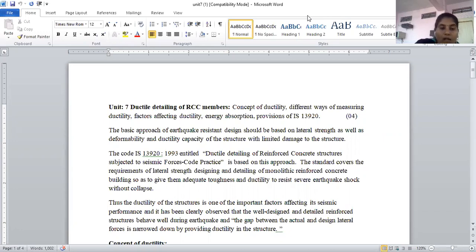The basic approach of earthquake resistant design should be based on the lateral strength as well as the deformability and the ductility capacity of the structure, with limited damage to the structures. The IS code, IS 13920/1993, is titled ductile detailing of RCC, that is reinforced concrete structures, subjected to seismic forces.